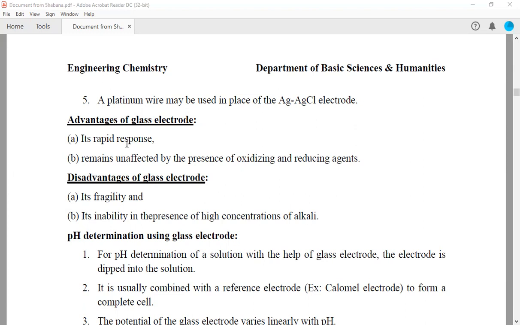That means whatever solutions have a pH below 12 can be easily determined with the help of the glass electrode, because the electrodes are composed of a special glass. Up to pH 12, it can be measured. The second limitation, or second disadvantage, is that the resistance is extremely high, in the order of 10 to 100 million ohms, which cannot be measured by ordinary potentiometers. Special electronic potentiometers have to be used. So these are the disadvantages of the glass electrode.